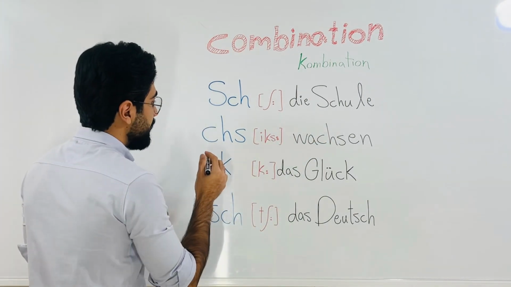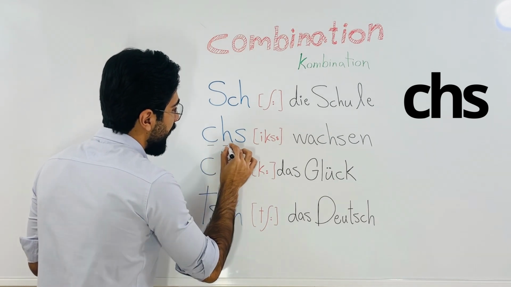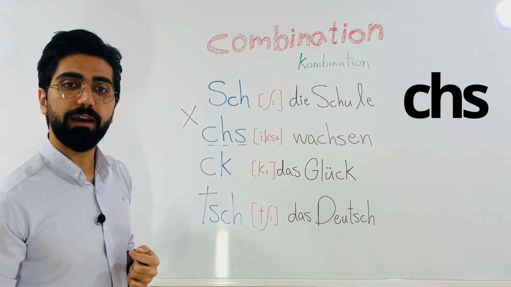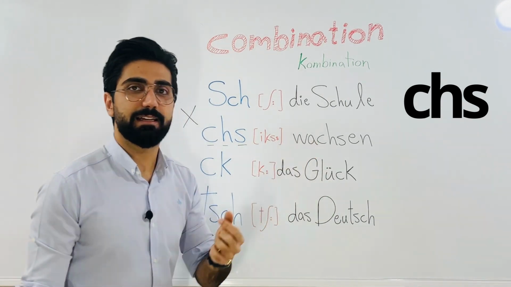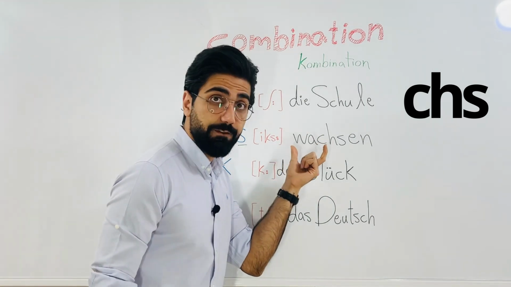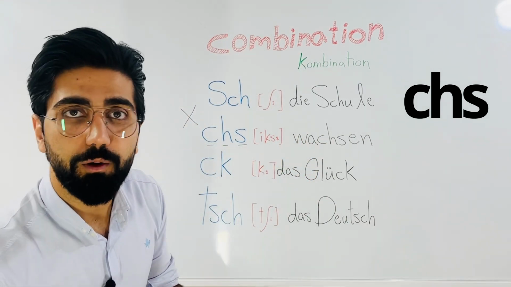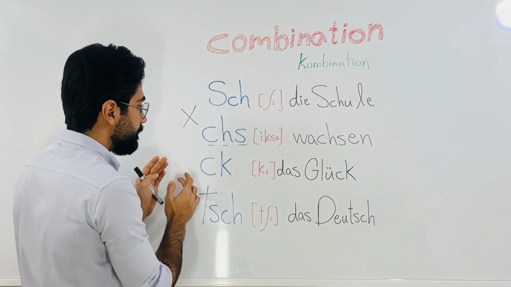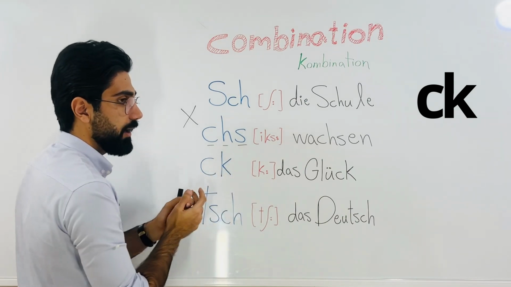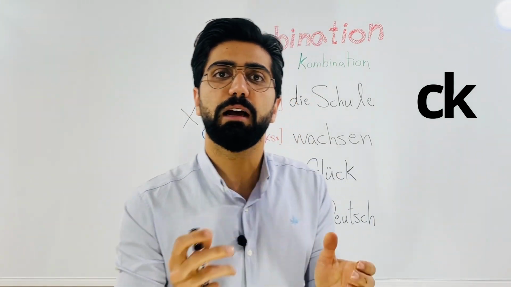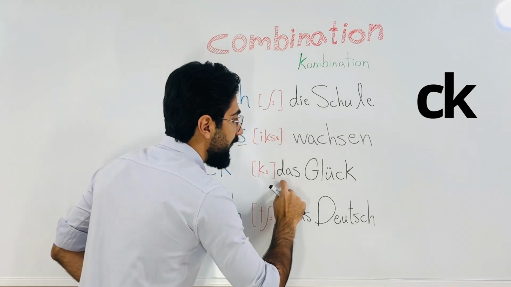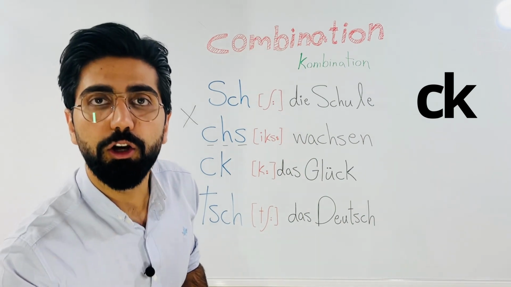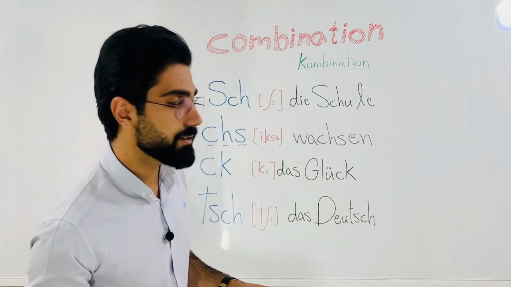Another combination is CHS. It sounds like X. For example, wachsen. Wachsen, it's a verb. That means to grow. The next one is a combination between C und K. It sounds like K. Das Glück. Repeat after me: das Glück. That means luck.